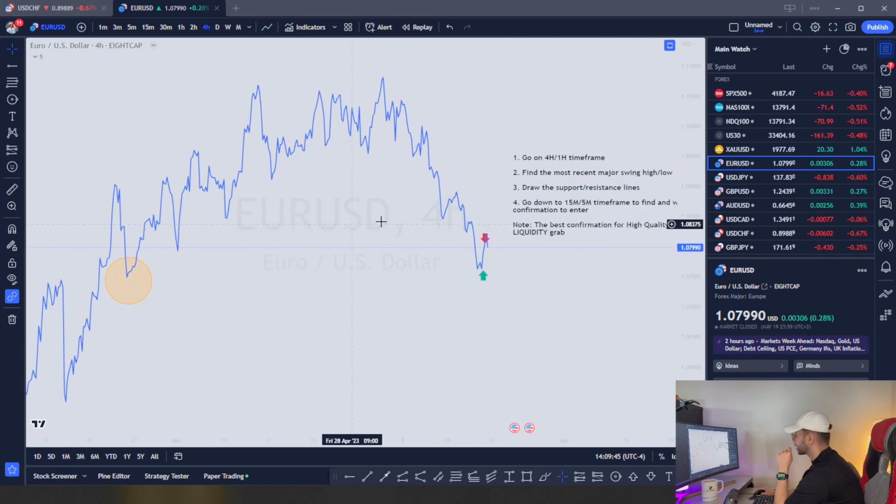So the second step is, after we go on the 4-hour or 1-hour time frame, you can choose which one you want to go down to. If you go on the 4-hour time frame, then you want to find your entry on the 15-minute time frame. On step 4, go down to 15-minute. If you go with the 1-hour time frame, you want to find your entry on the 5-minute.